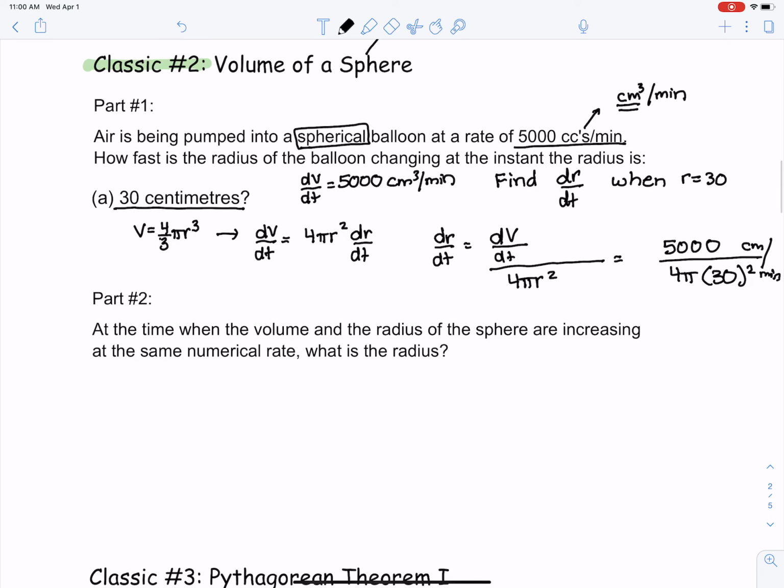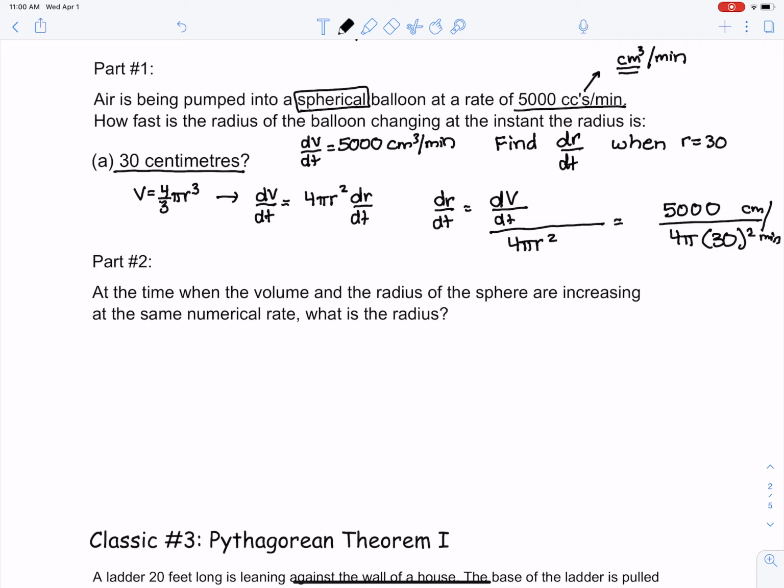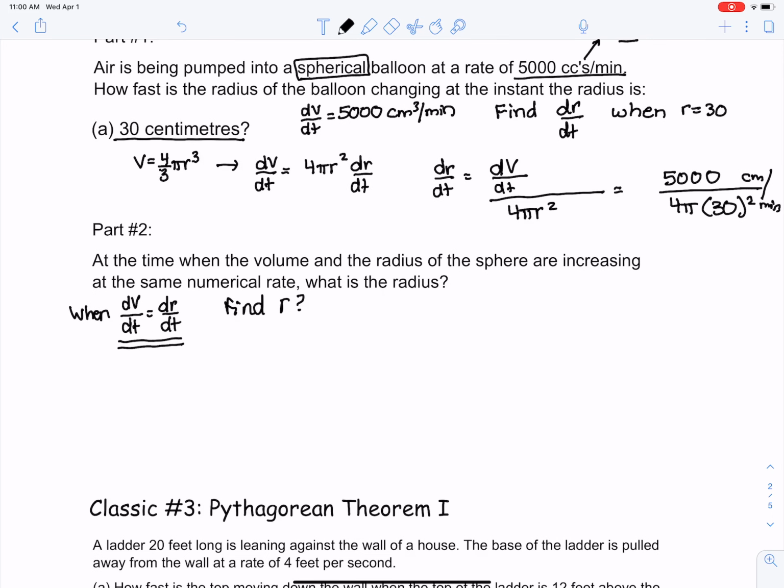So sort of the same volume scenario happening, but now they say at the time when the volume and radius of the sphere are increasing at the same numerical value, so dV/dt equals dr/dt. So when this is true, they want you to find r. So this is kind of the scenario when I hit the red deer sign. So that is a very specific scenario.